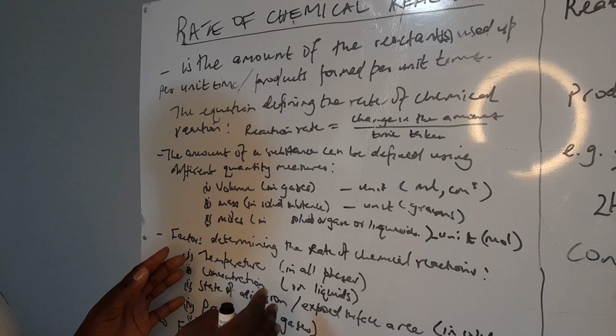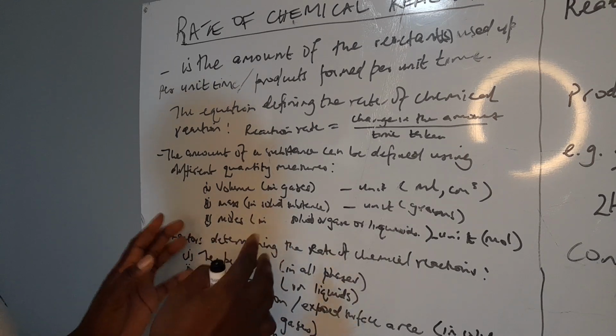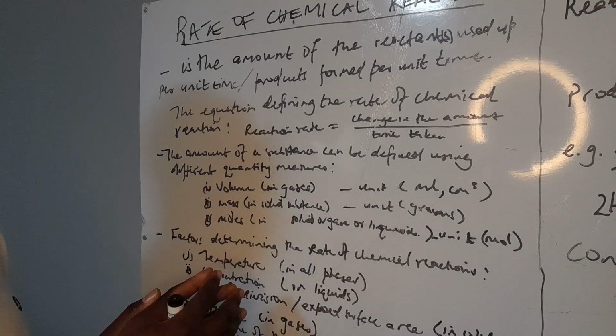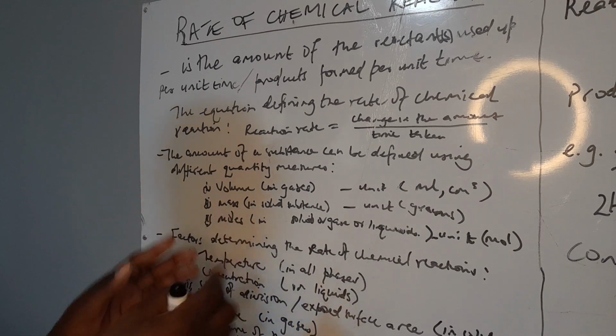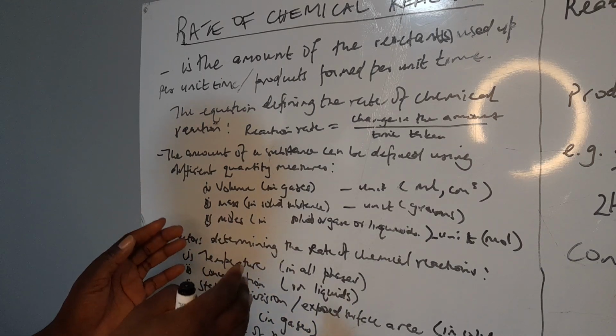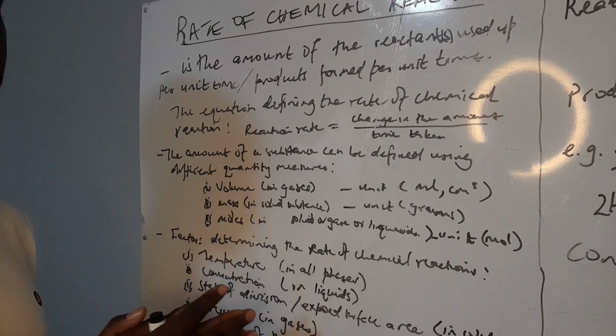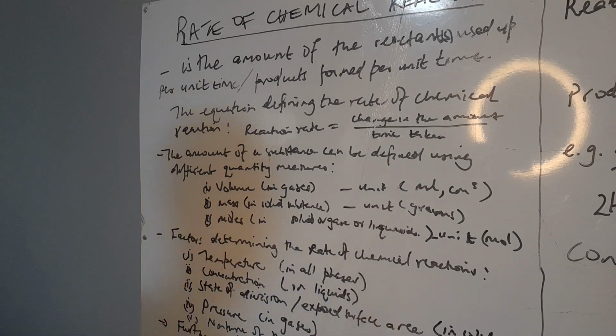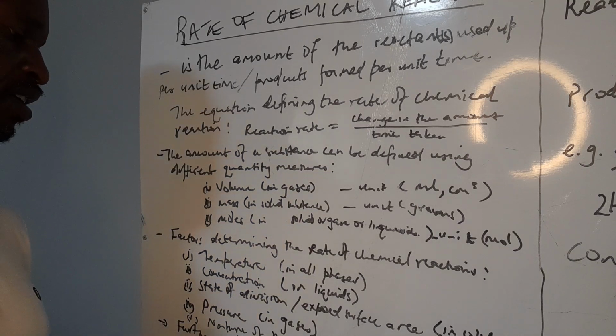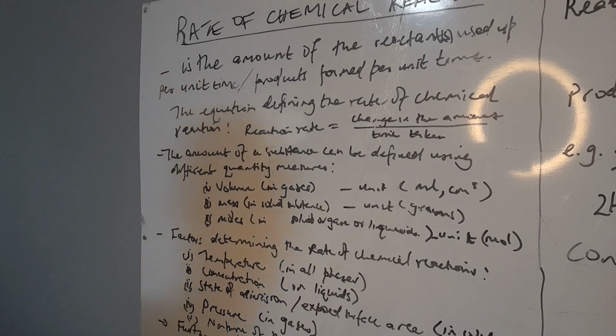And hence, particles are closer together, and there are so many more in the higher concentration substance than there are in the lower concentration substance. And that makes the reaction rate occur at a higher rate. Then the other one will be state of division.